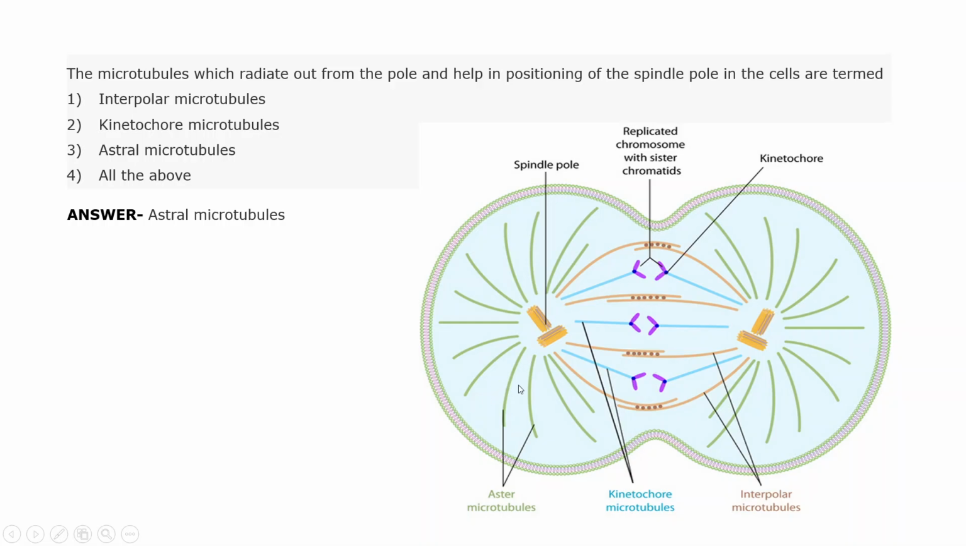And the other one is the astral microtubule that radiates out from this region to the negative end of the cell. So they are present at the spindle pole rather than the spindle equator. So that's the answer to this question: the microtubule which radiates out from the pole and helps in positioning of the spindle pole in the cell is termed the astral microtubule. I hope this answer is clear. Does anyone have any doubt?